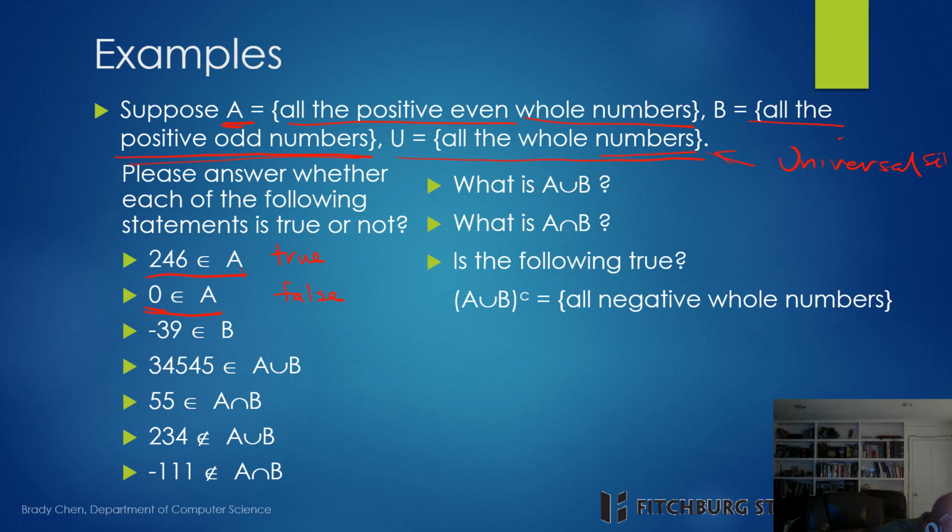Now what about this? Minus 39. Does minus 39 belong to B? Let's take a look at B. B is all the positive odd numbers. Minus 39 is an odd number, but it's not positive. So that's false.